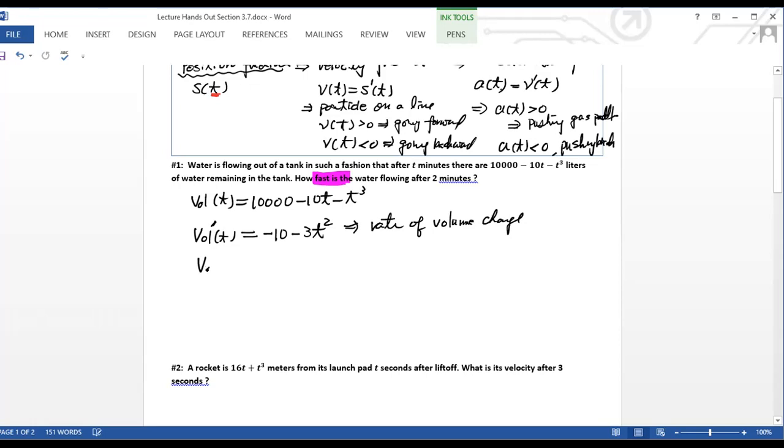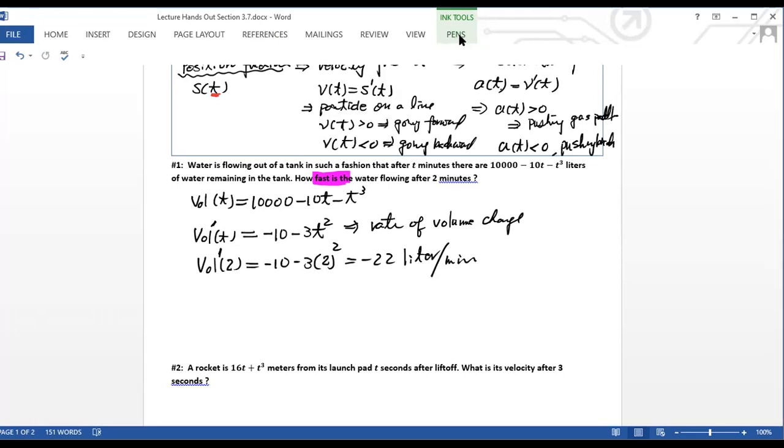Then they ask how much the volume changes at t equal to 2. So it's negative 10 minus 3 times 2 squared. And what do you have here? You have negative 22 liters per minute.